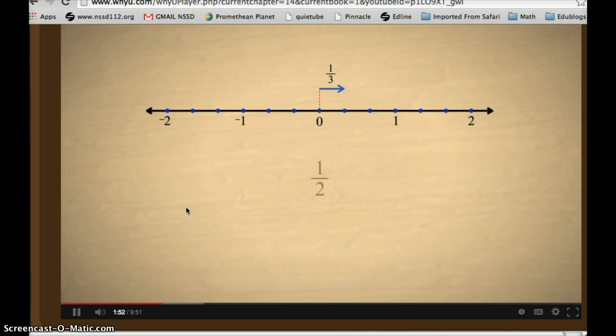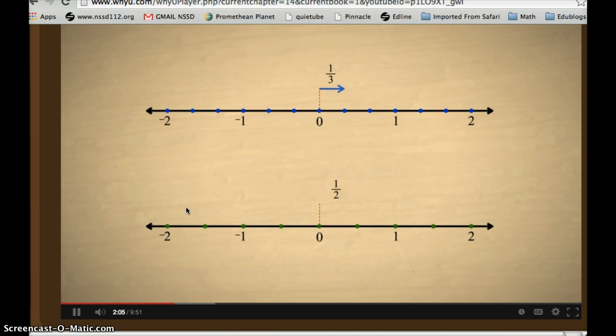On the other hand, the fraction 1/2 has a denominator of 2. So each unit length on the number line is divided into 2 equal divisions. And the fraction 1/2 is represented by one of these divisions. Unfortunately, when we add these two fractions, the sum won't fit into either set of divisions.